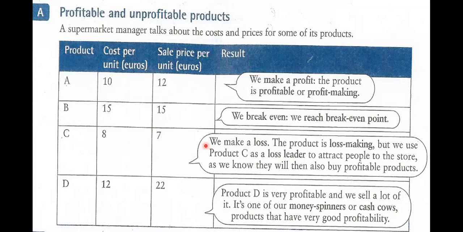I need to explain this because this is a strategy. Have you been watching my videos about strategies in entrepreneurship? Yes. Okay, so if you have been watching those videos, you can understand this very well. This is something that the students in science are not going to see because they don't have accounting, but you do. So they say, we make a loss. Yes, not much. It's only €1. It's not much money. They are not losing too much. The product is loss making, but we use product C as a loss leader to attract people to the store.